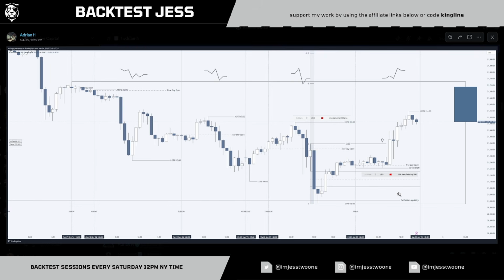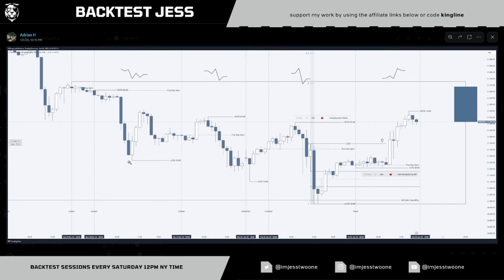So in this instance, what we've done here, or what all ICT traders do pretty much, but what Adrian is depicting here, is that he's marked off midnight of every single day. Then he's marking out true day open, which is midnight of every single day. And then he's showing you within that framework where high of day and low of day printed.